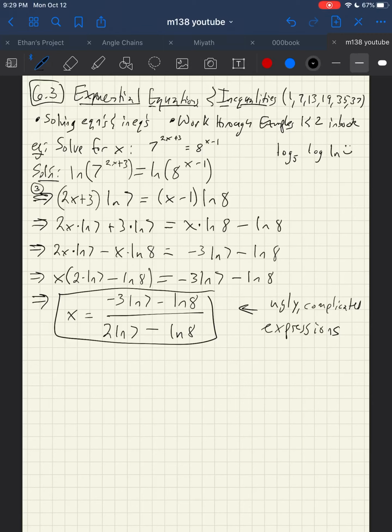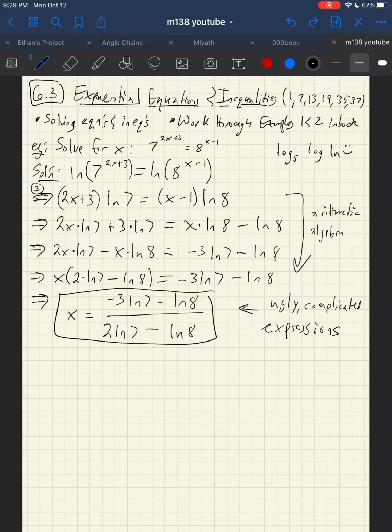So this is potentially an ugly expression, but from here on down is just algebra. This is just basic arithmetic and algebra. So the big point here is for you to recognize you need to take the log of both sides when the bases don't match. Now, here's a bonus tip.